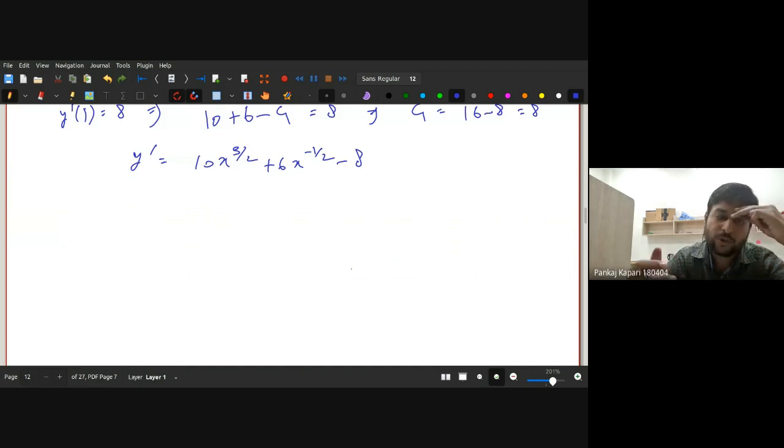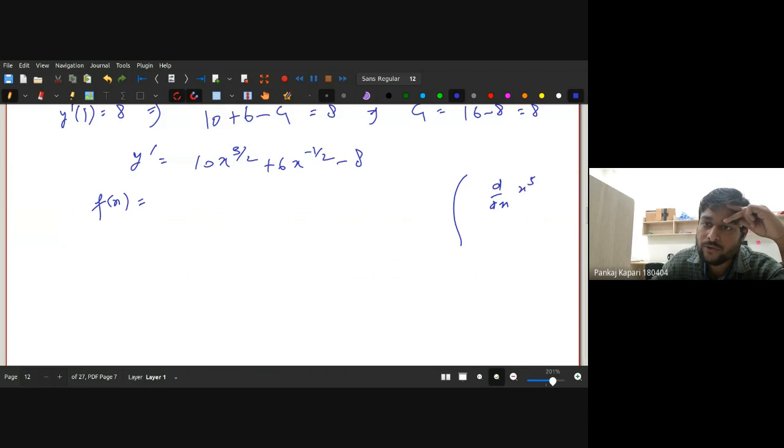So, we have to guess the function for which the derivative becomes this, right? So let's see how we'll guess this function. Consider the function f(x). You can see that we have x to the power 3 by 2. So how do we get x to the power 3 by 2? This must be coming from x to the power 5 by 2 after differentiating. If you differentiate x to the power 5 by 2, you'll get 5 by 2 times x to the power 3 by 2.